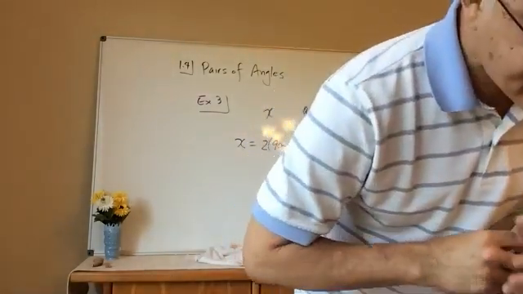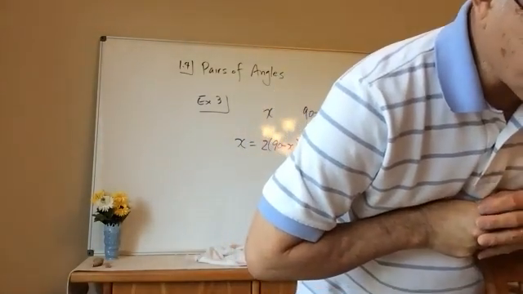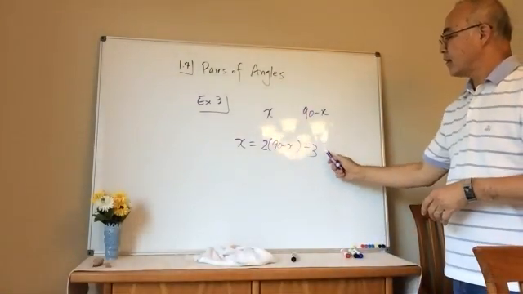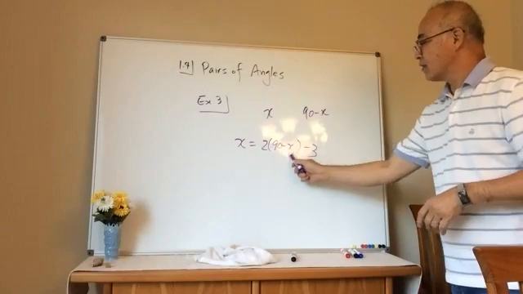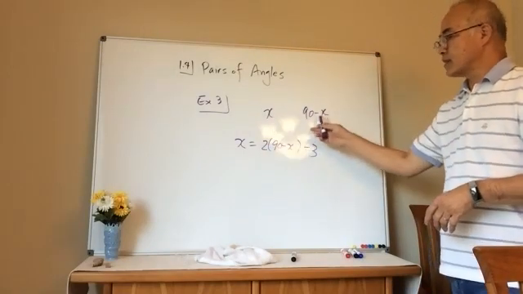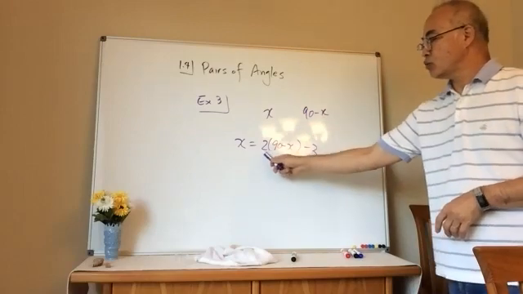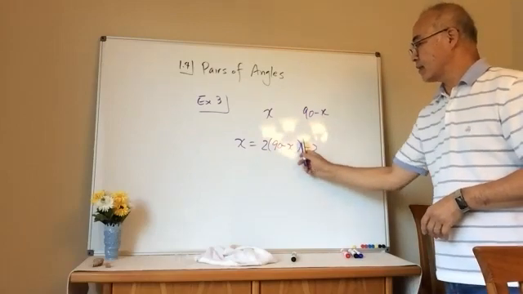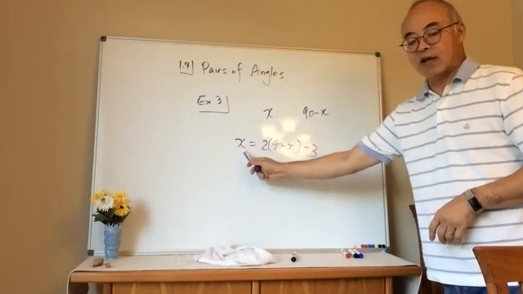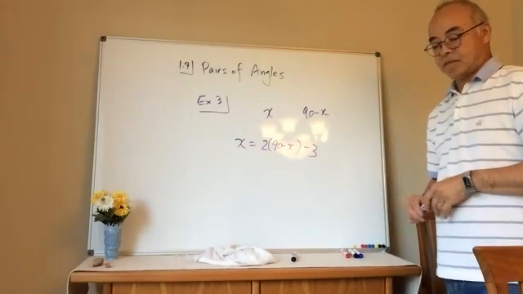It says the angle measures 3 degrees less than 2 times the complement, because this was the complement, right? This is the angle, this is the complement. So it's 2 times the complement, and you would subtract 3 to be equal to the angle itself. Okay, all right.